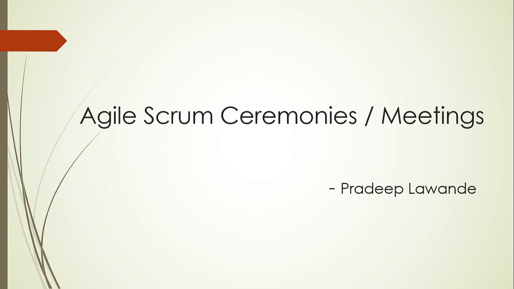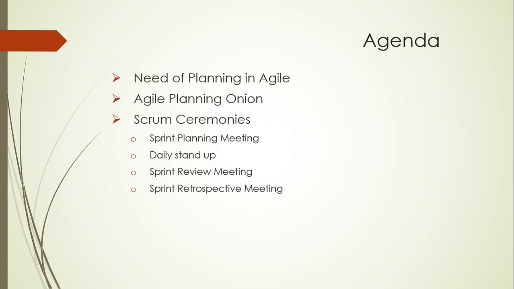Today I'll be talking about different meetings carried out throughout the sprint. So let's check the agenda. Need of planning in Agile, then the Agile planning onion, and we'll talk about different ceremonies or meetings carried out in a sprint, that is sprint planning meeting, daily stand-up meeting, sprint review meeting, and sprint retrospective meeting. And there is one more meeting I'll be discussing, the product backlog grooming meeting.